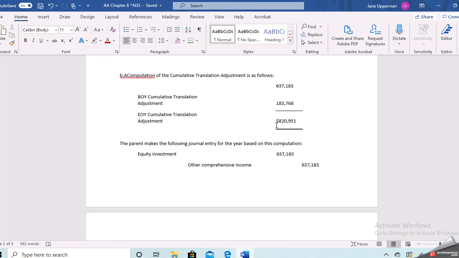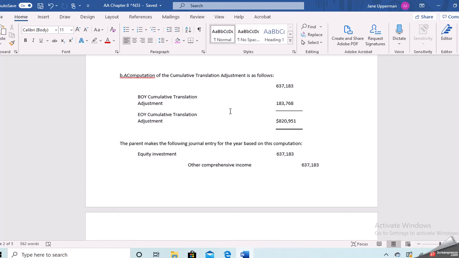Now, if you go back to the problem, they tell us that our beginning of the year cumulative translation adjustment is $183,768. So this one they give to us. So then we can just back into what the current year portion is. Now the textbook publishers will go through a whole computation, but I don't really feel like that's necessary. And then it's a lot of extra work and it's kind of confusing.